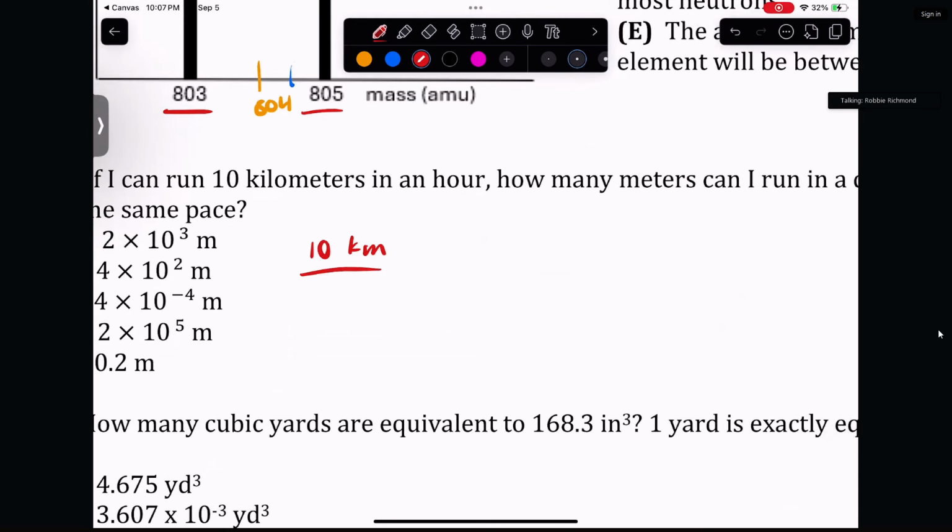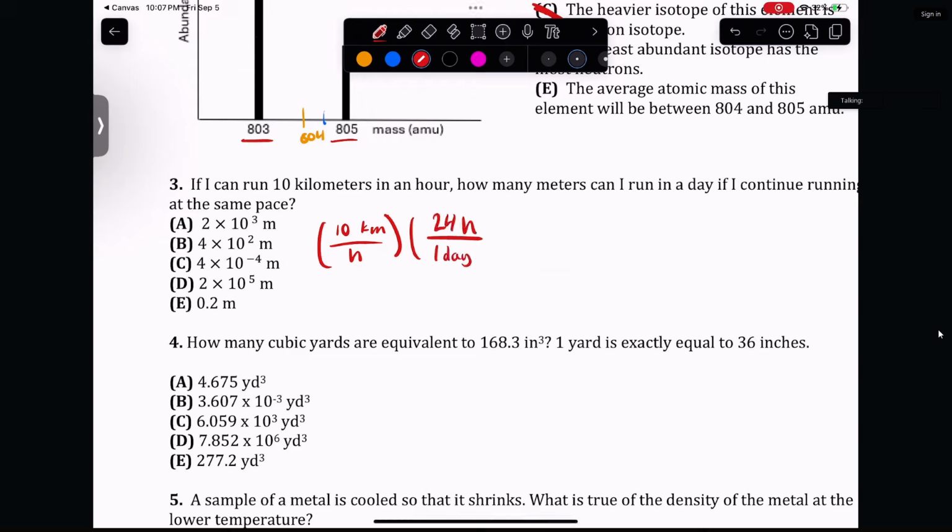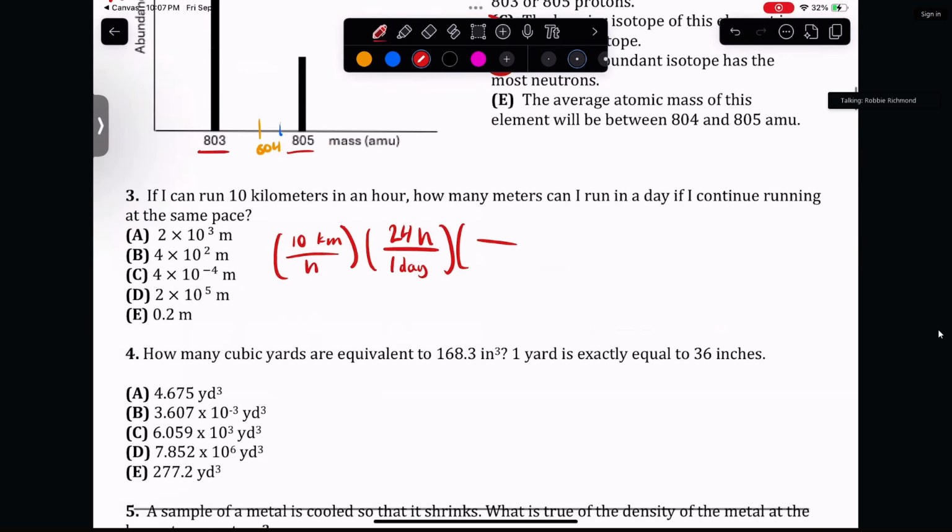And we're trying to find how much we can do within a day. So remember, let's convert our hours to days because that is a unit of time. A definition of a day is 24 hours. And a definition of a kilometer, via your exam information sheet, is 1 kilometer is 10 to the third meters. If I run 10 kilometers, how many meters can I run in a day? Meters per day. That's the language we're trying to get into.